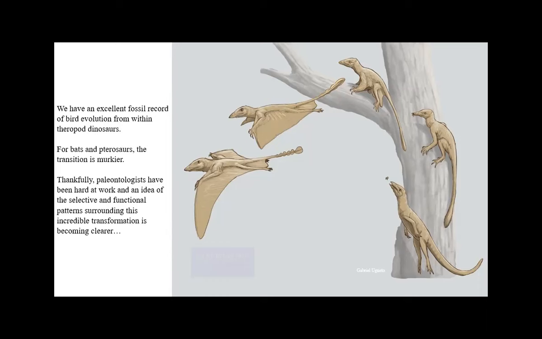Bats and pterosaurs kind of just show up. The earliest pterosaurs have wings. The earliest bats, for sure, straight up have wings. And so that transition within mammals, that transition within these archosaurs to a flying form is murky.